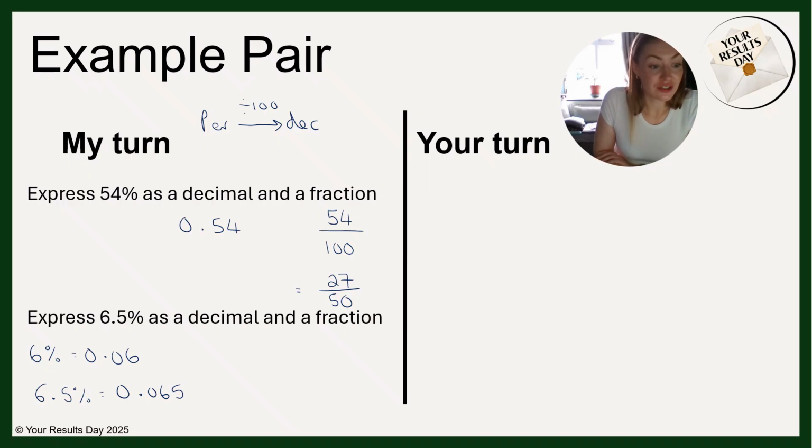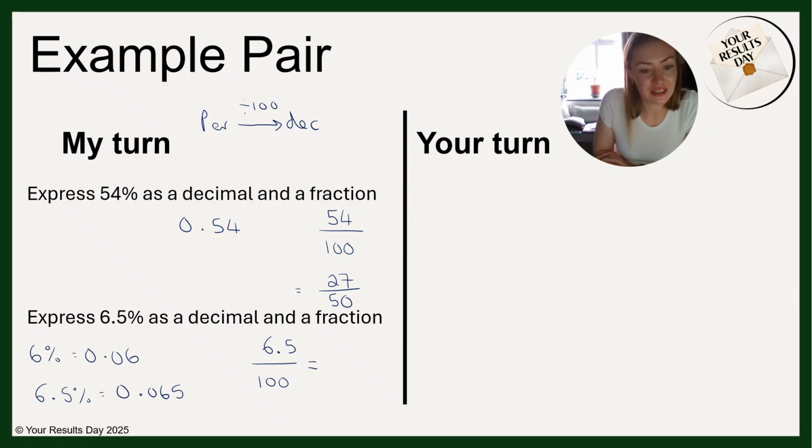And as a fraction also, this one's a bit weird because if we start with 6.5 over 100, which is absolutely fine as part of your working out, we cannot leave a decimal in a fraction. It's not the standard way of doing things. So if you left your answer like that in an exam, they wouldn't give you the marks for it. But as part of your working out, it's absolutely fine and you can write it down.